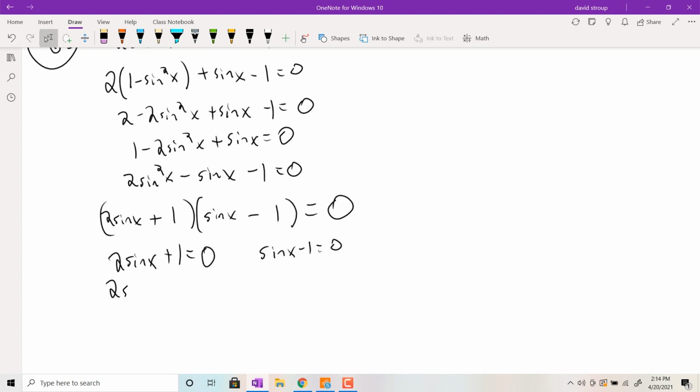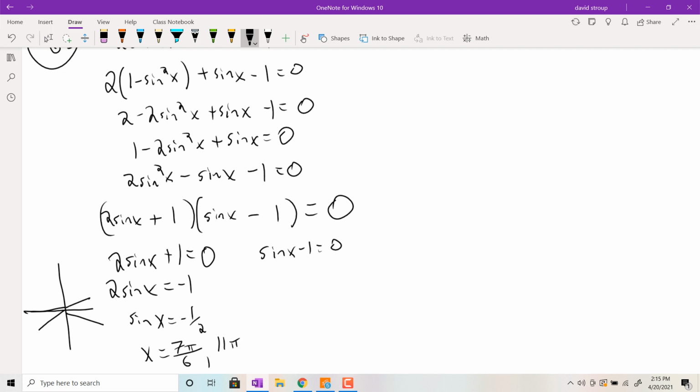Okay, so for the first one, the reference angle from 1/2 on sine is pi over 6. I need sine to be negative, so it would be in the third and fourth quadrants. So we're looking at 6 pi over 6, so 7 pi over 6, and then one less than 12 pi over 6. And then solve the other guy. Where is sine equal to 1? That will only happen at pi over 2. So we get 3 answers.